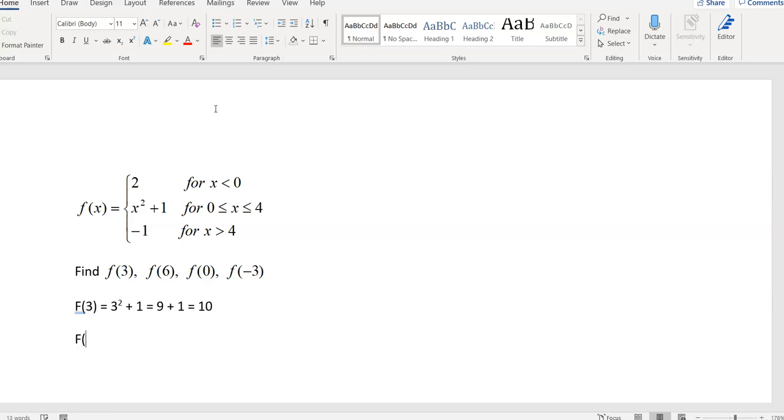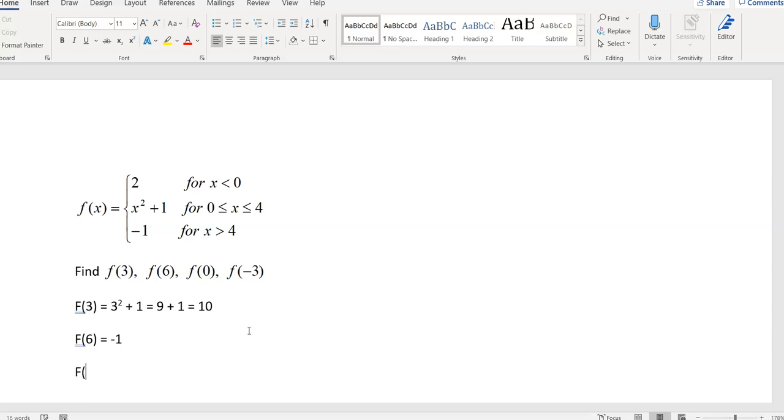All right, now let's do f of 6. If we look, 6 is not less than 0. It's not between 0 and 4. But 6 is greater than 4. And this is the piece we'll plug into. There's no x there, so there's nothing to plug into. We're always going to get -1 for that piece.